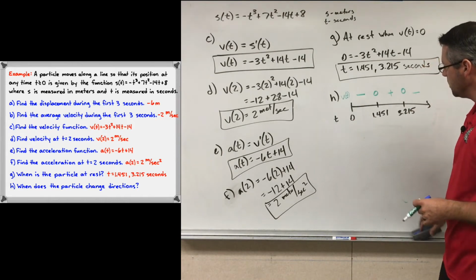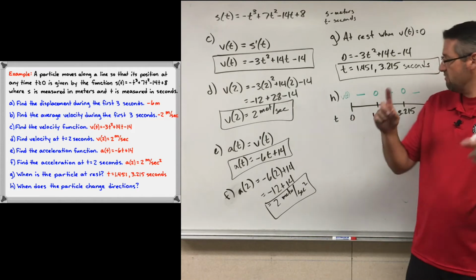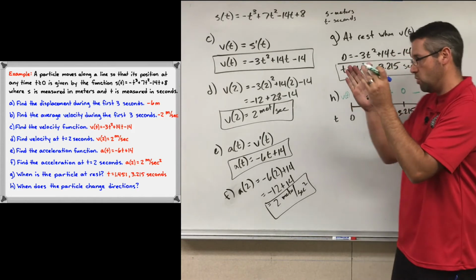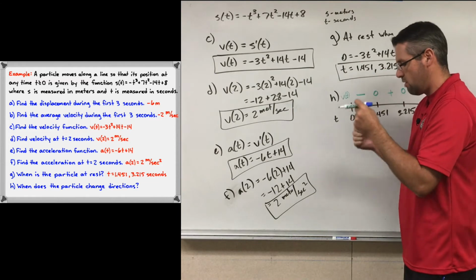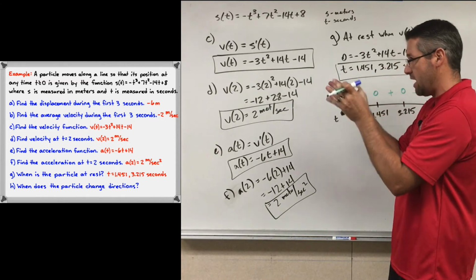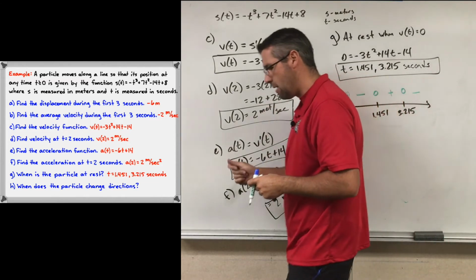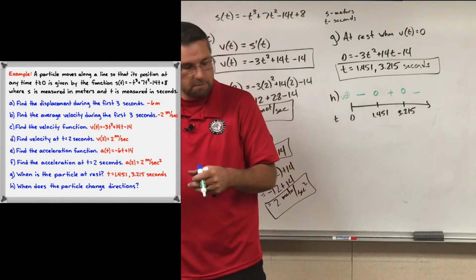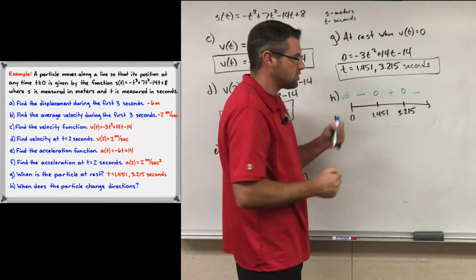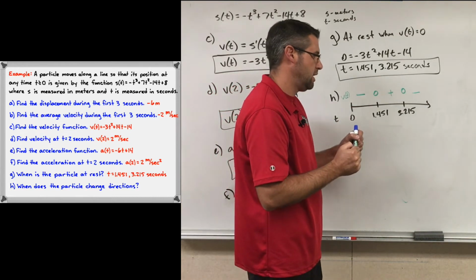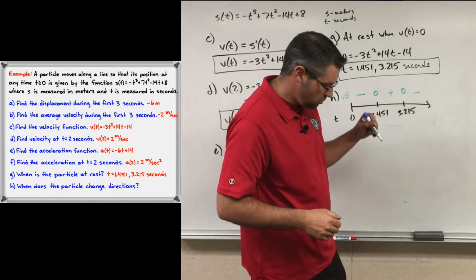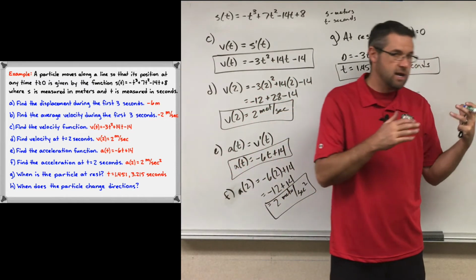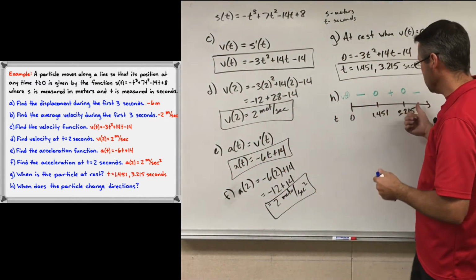Okay. Well, what's happening? This is telling me that my velocity is negative from 0 to 1.451. So I'm walking along for 1.451 seconds in that direction. Then I stop instantly. Well, not instantly. I actually slow down and then speed up again. But I stop at a moment. I turn around and I start walking in the positive direction. Okay? And then at t equals 3.215, again, I change directions because now my velocity is negative.